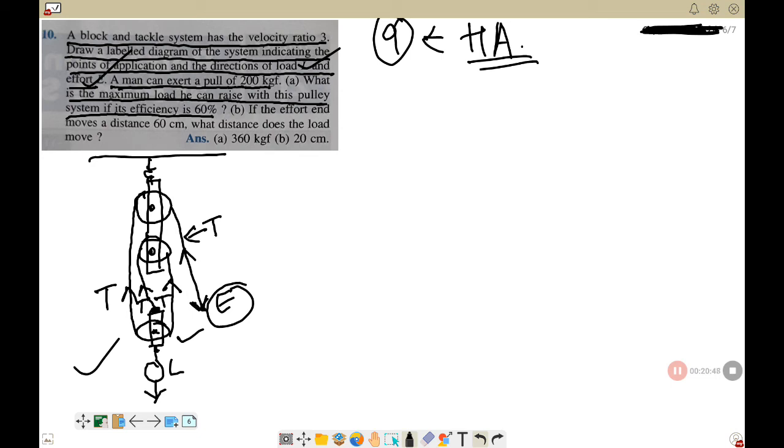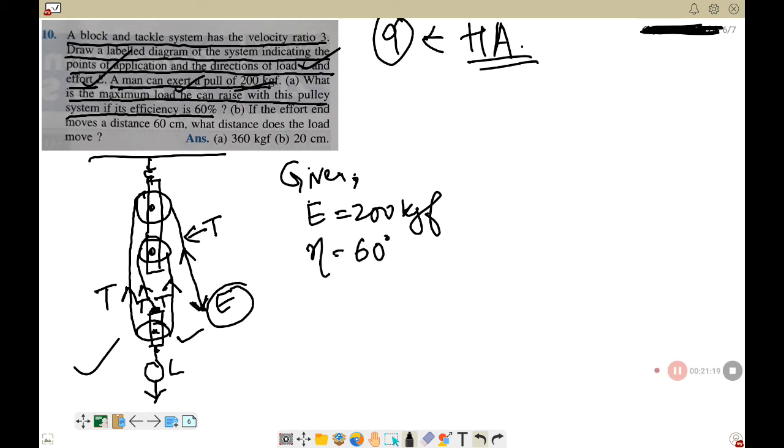Okay, now let's write the solution for number A. Number A says, what is the maximum load he can raise with this pulley system if the efficiency is 60%? So let's write the given things first. He exerts a pull of 200 kilogram force. That is the information given in the question, so that is our effort. So effort is 200 kilogram force, and efficiency is 60%. Are you getting my point?